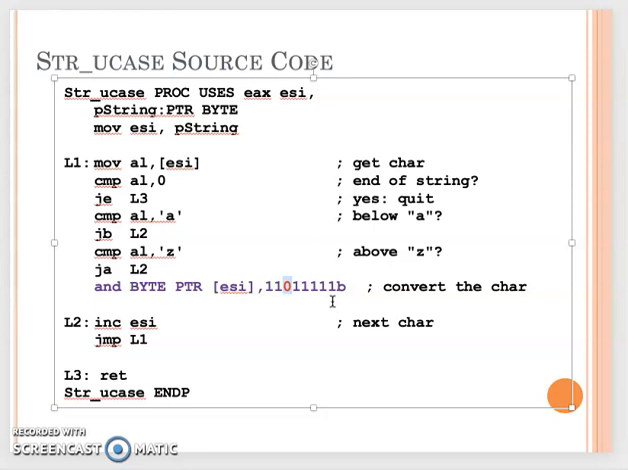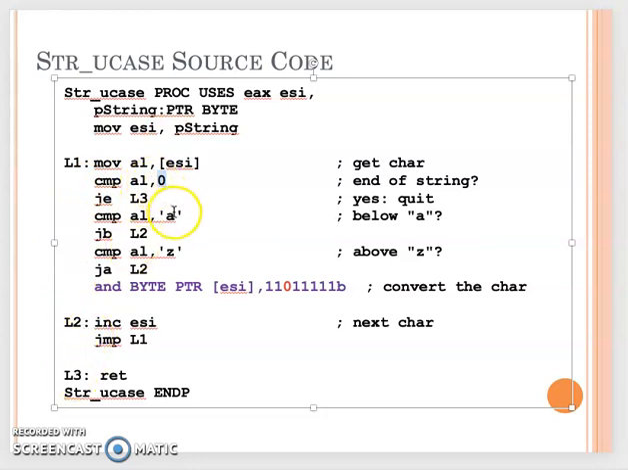But the most important thing is that we need to find where the characters are. So that's why you will have a loop. Every time we move from ESI to AL. Then we compare whether AL equals 0. If it equals 0, then we are finished, so we go to L3 and finish.